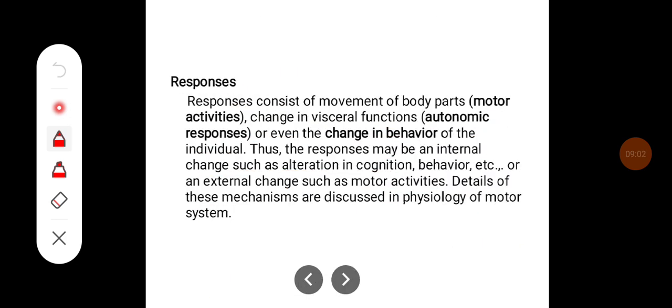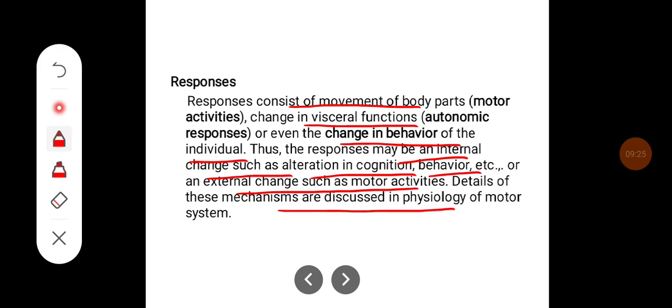The response consists of movement of the body parts, that is motor activities, and change in the visceral functions, that is through the autonomic responses, or even change in behavior of the individual. Thus the response may be an internal change such as alteration in cognition, behavior, etc., or an external change such as motor activities. Details of these mechanisms are discussed in the motor system.